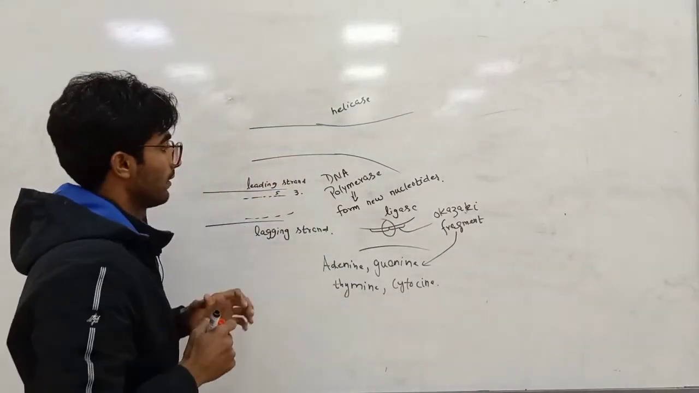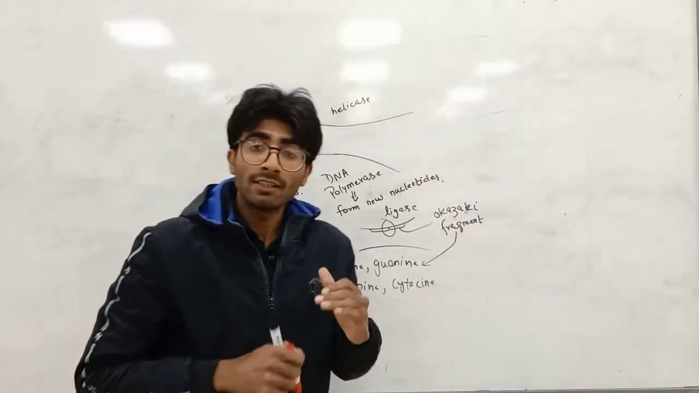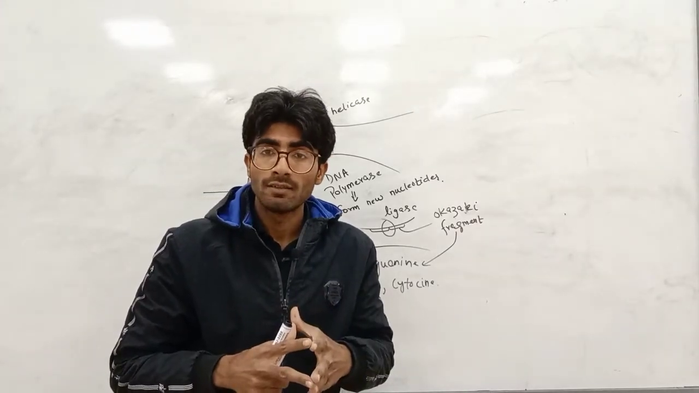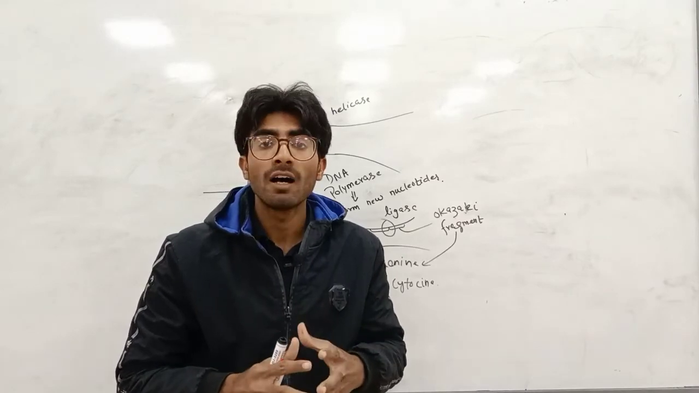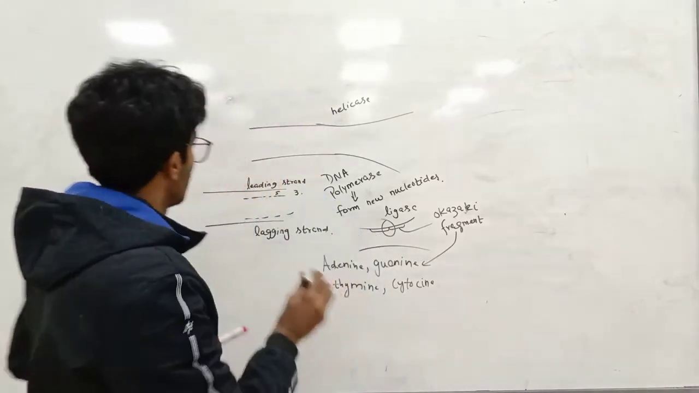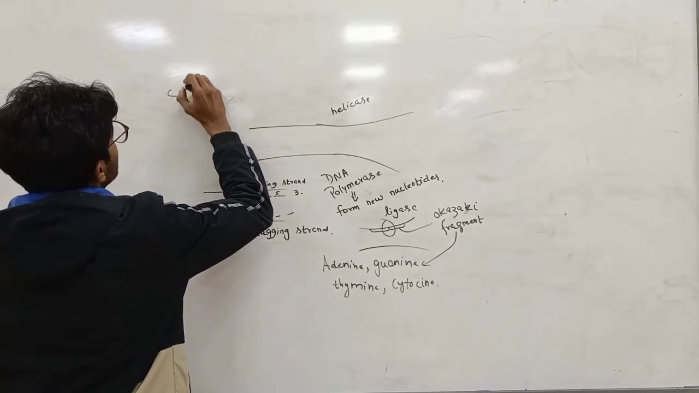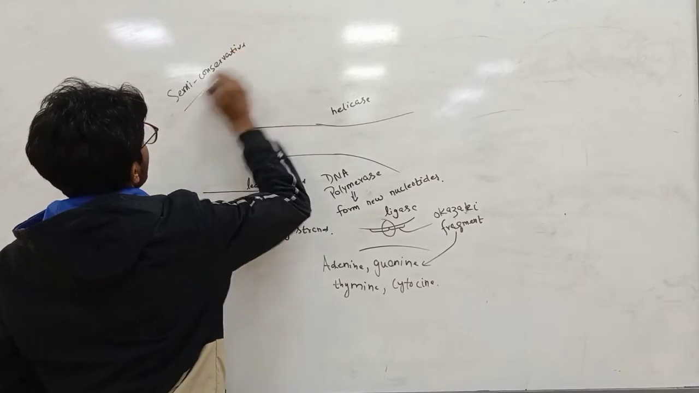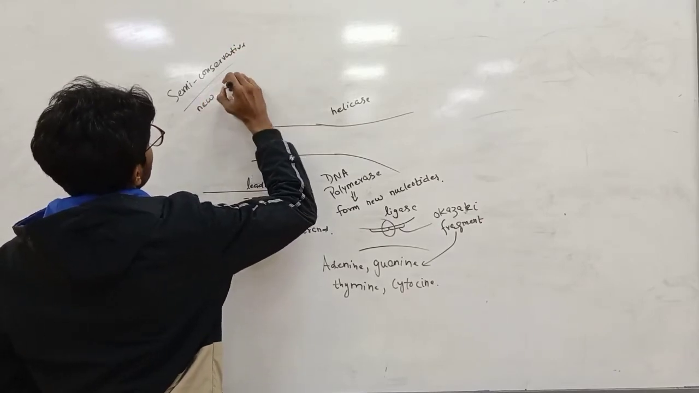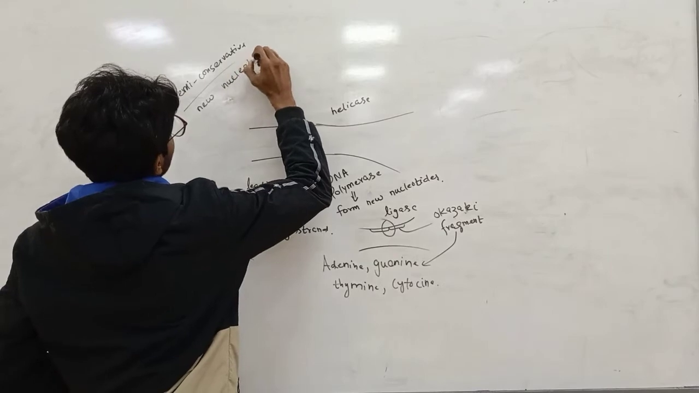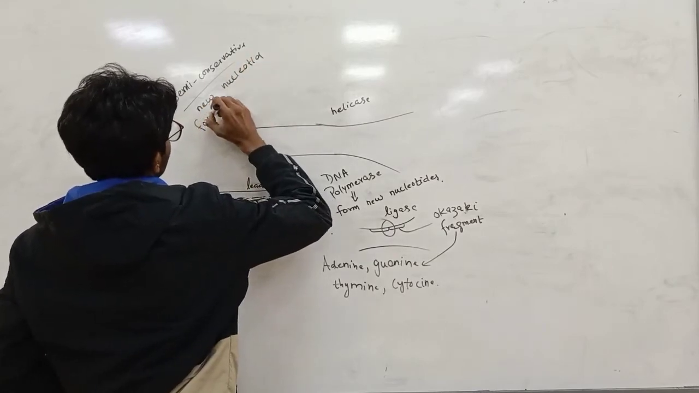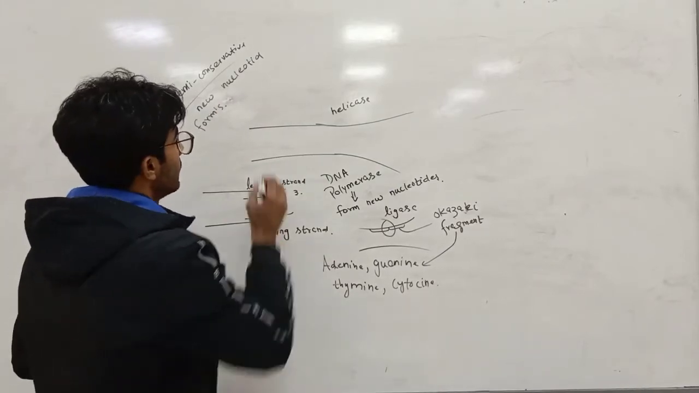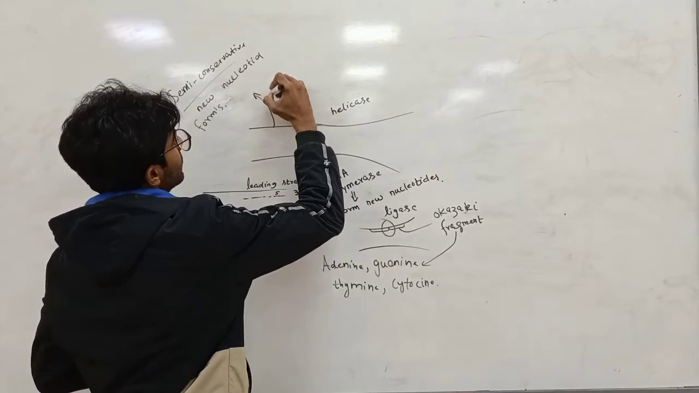After this, there is another process, when one single strand forms a new DNA, this is known as semi-conservative. What is semi-conservative? When a new nucleotide forms with the help of one single strand. This is one single strand.